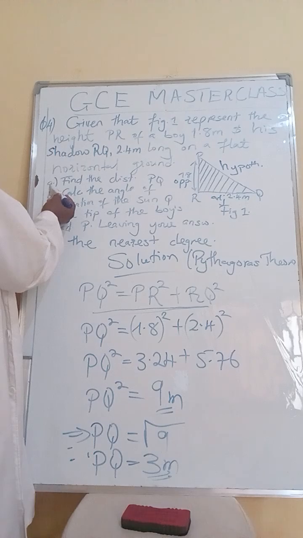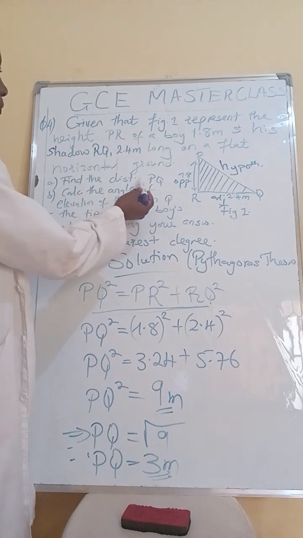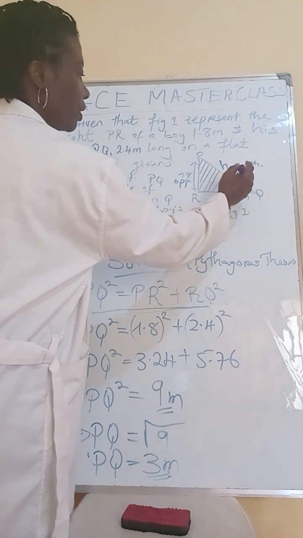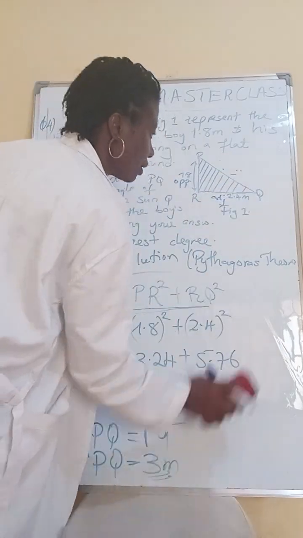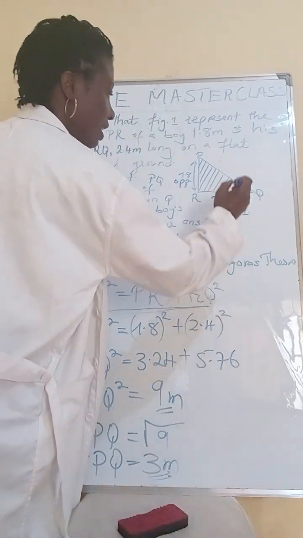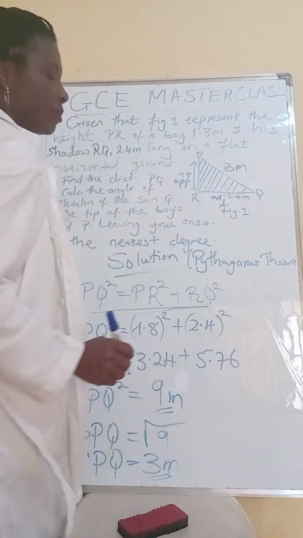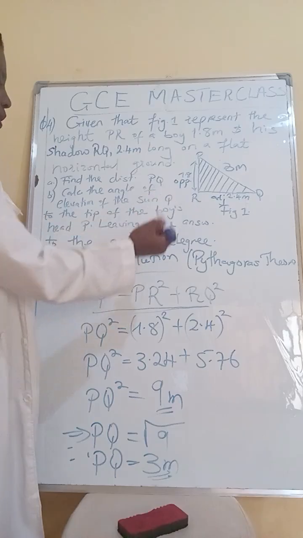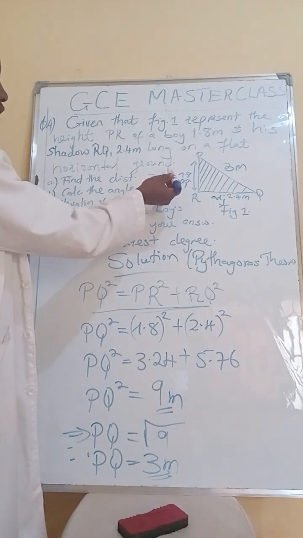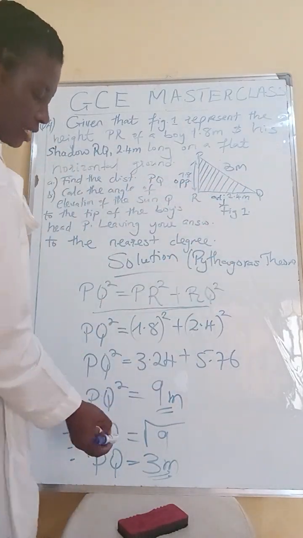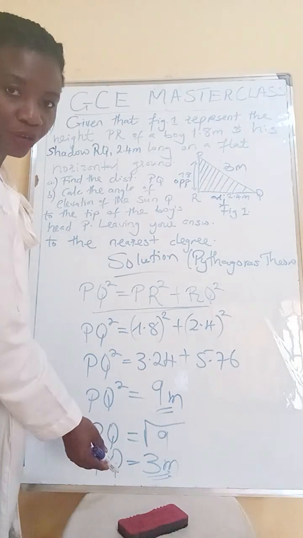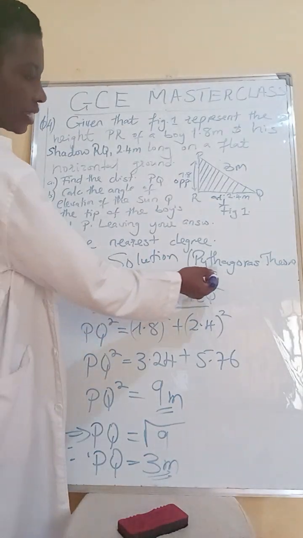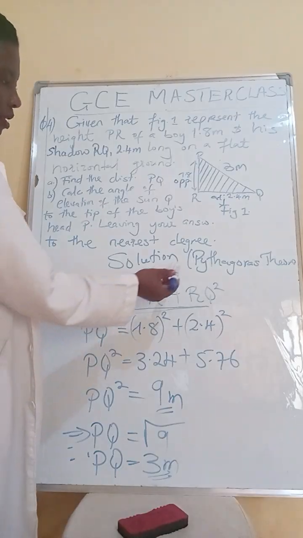So the distance PQ, which is the hypotenuse, will be 3 meters, okay? Because they say we should find the distance PQ. So the distance PQ will give us what? 3 meters, just as we have solved, okay? Following the Pythagoras theorem.